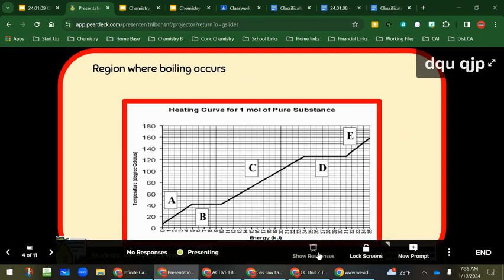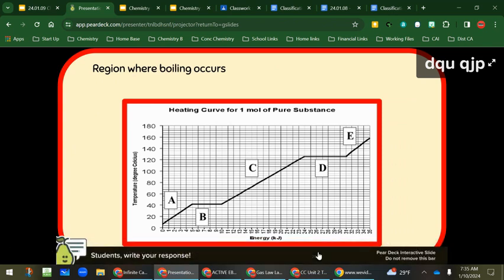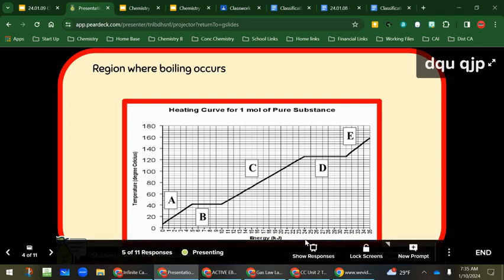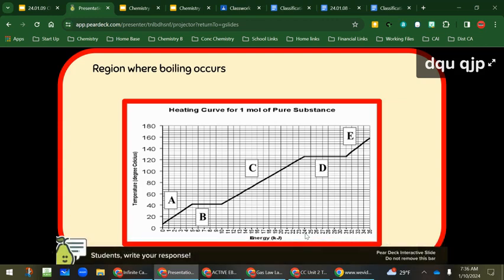All right? The region where boiling occurs. Which is the region where boiling occurs? A, B, C, D, or E, ladies and gentlemen. Please pick one. And there is only one. All right, Jen, where do you think boiling is occurring? Which area? D. Correct. Area D.